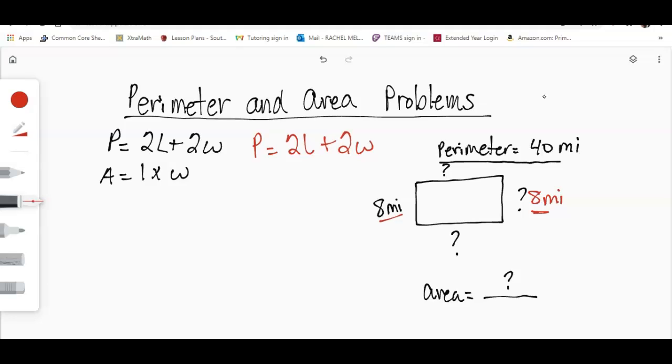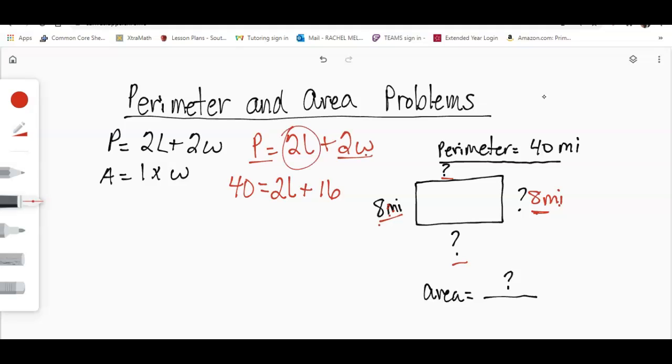Okay, so these are the widths. So I know the width is 8. Okay, and I also know the perimeter. So I'm going to plug in 40 for the perimeter. Okay, I do not know the lengths yet. So I'm just going to put 2L because I'm still missing that. Okay, I do know the width though. Okay, so 2 times 8 is 16. So what I did is I plugged in the pieces I know so that I can find this piece that I don't know.